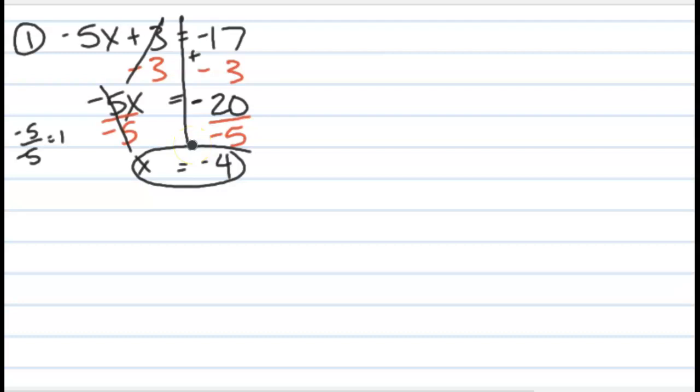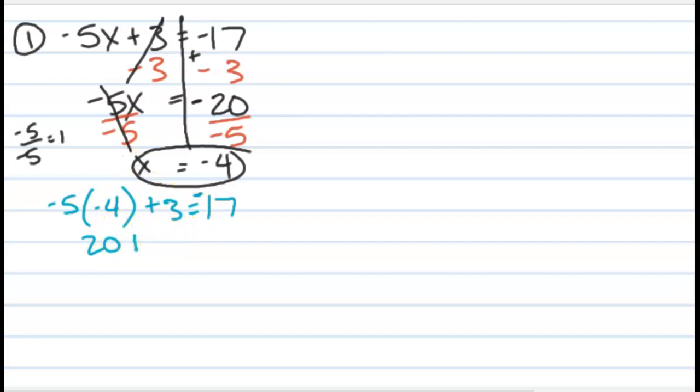Negative 4. I can always check my work by taking that number and plugging it back into the equation. Negative 5x, instead of x here, I'll put negative 4, so times negative 4 plus 3, and that should equal 17 for me. Negative 5 times negative 4 is going to give me that positive 20 plus 3.